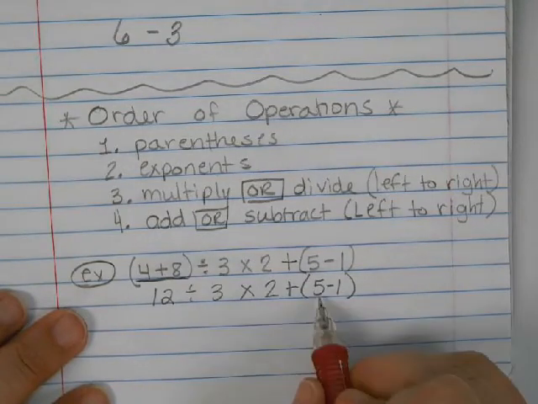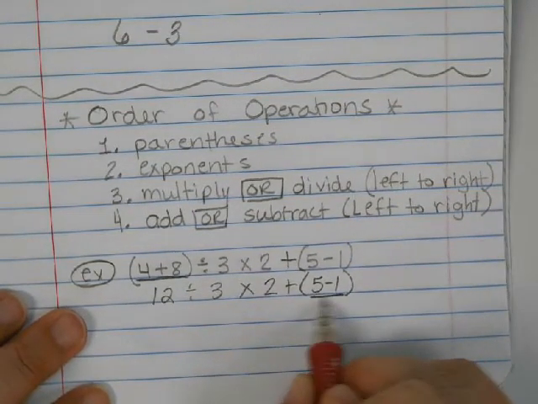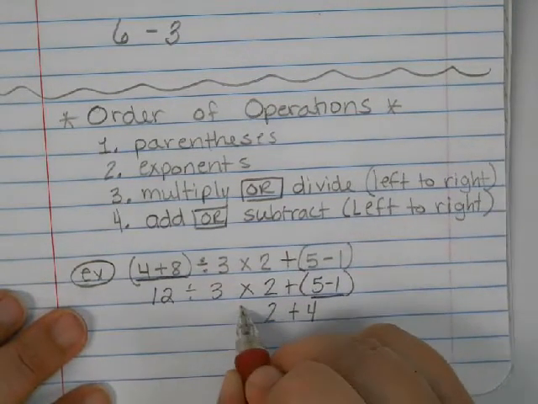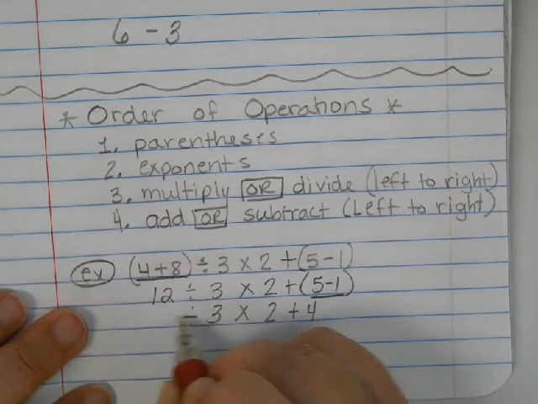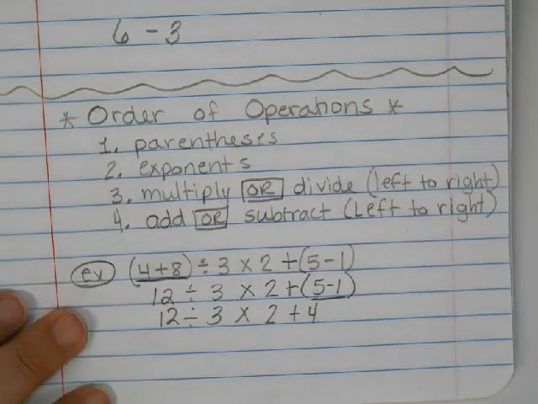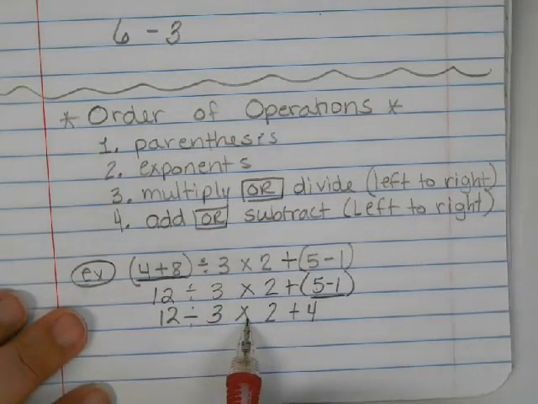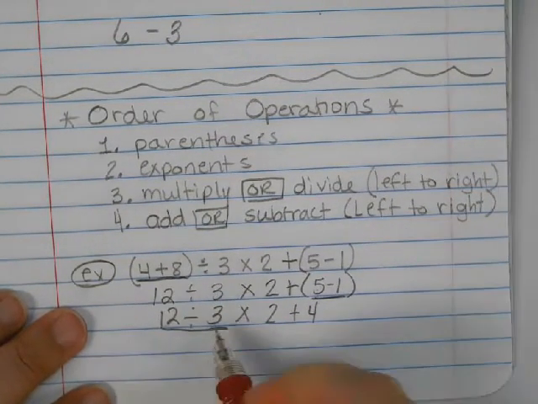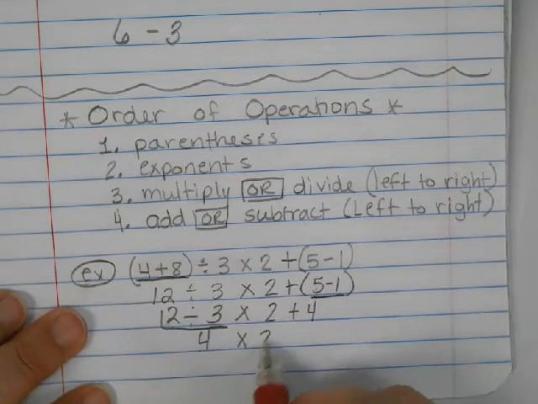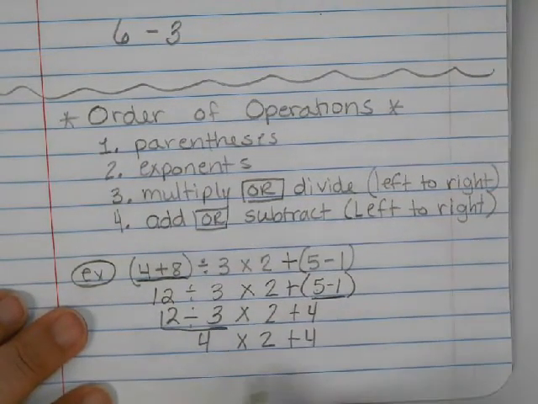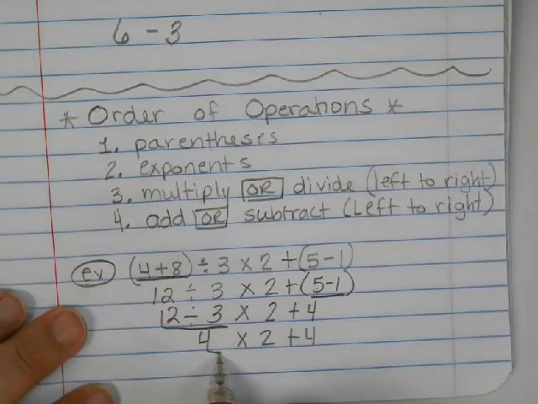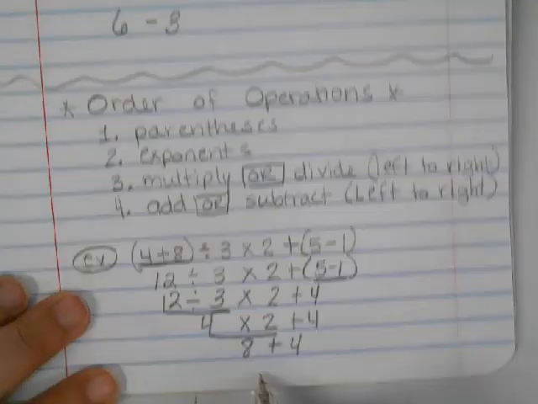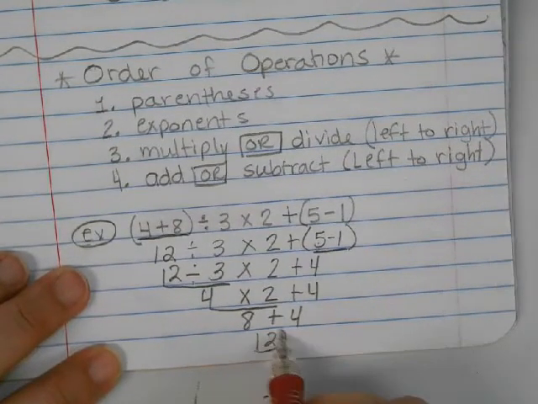Now I can see I still have a set of parentheses, so I'm going to do that next, and 5 minus 1 is 4. Then I write down everything that I haven't used. And now I have divide and multiply, but remember I work left to right, so I'm going to start with 12 divided by 3, which is 4. Then I still have multiplication left, so 4 times 2 is 8. And finally, 8 plus 4 is 12.